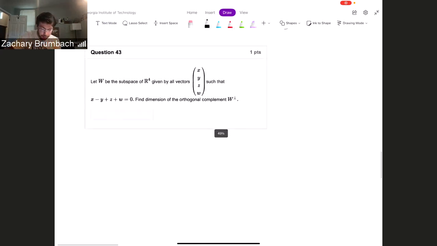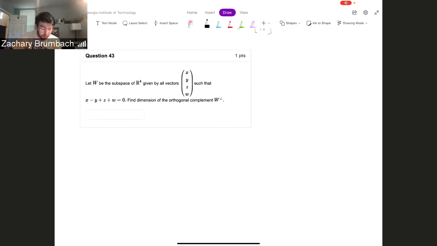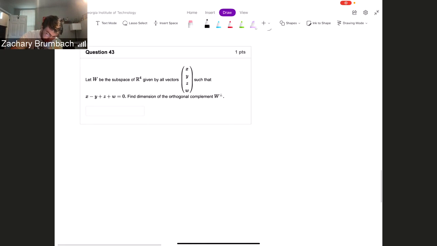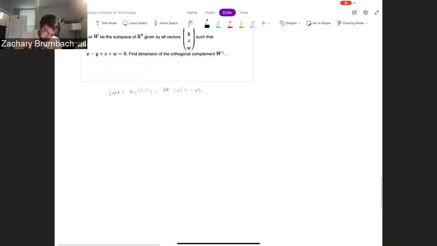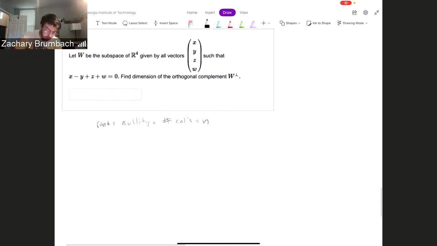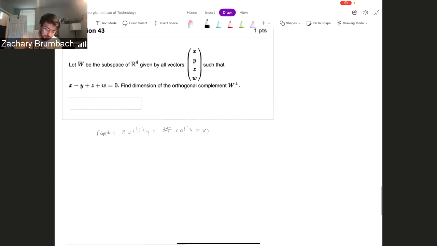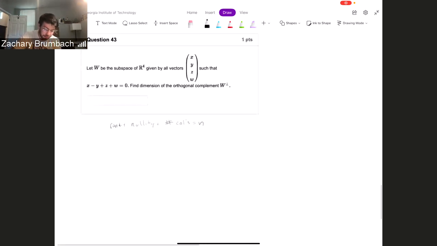So, believe it or not, this is actually a rank nullity question. And if we think back, rank plus nullity equals number of columns, which is just n. So here, let W be the subspace of R4 given by all vectors such that this statement holds. Find the dimension of the orthogonal complement W perp.